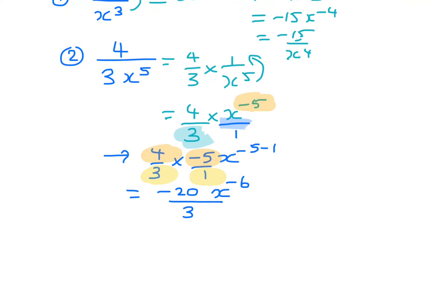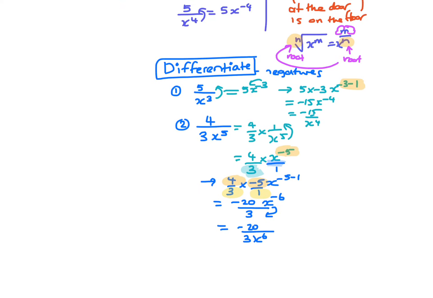Now I could leave it like that, but it's a good habit just to get rid of the negative index. So if you bring it down to the bottom, it'll be x to the power of 6.